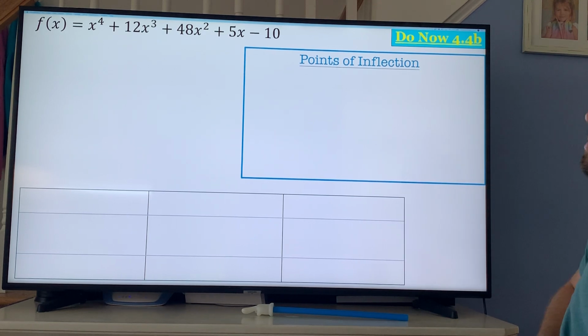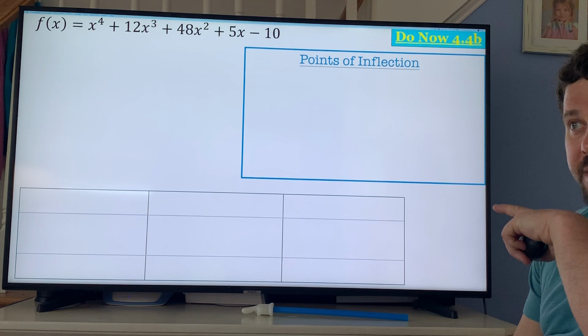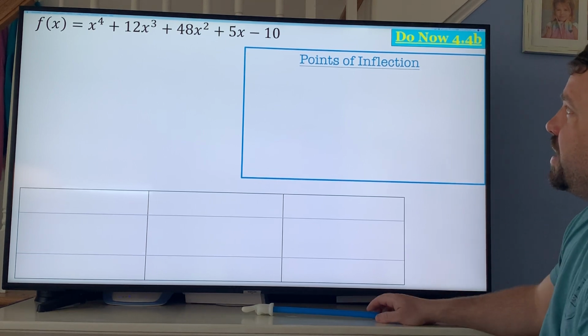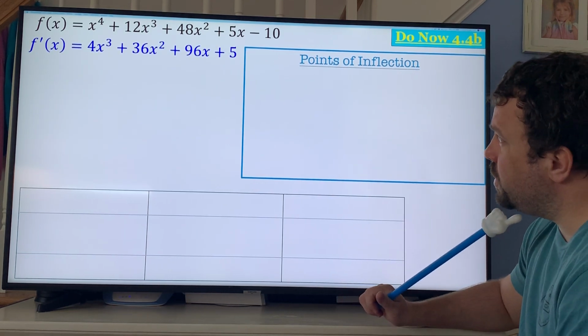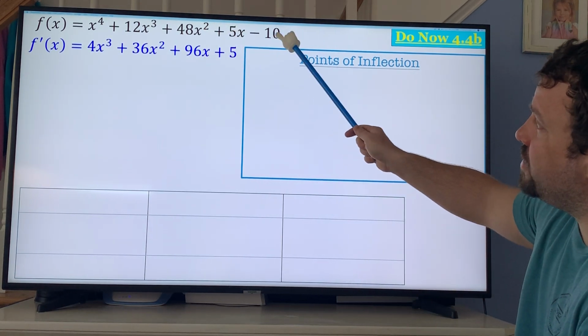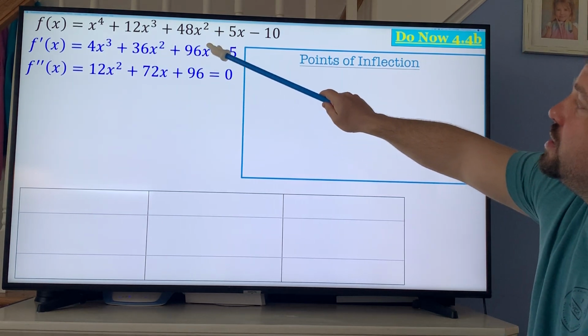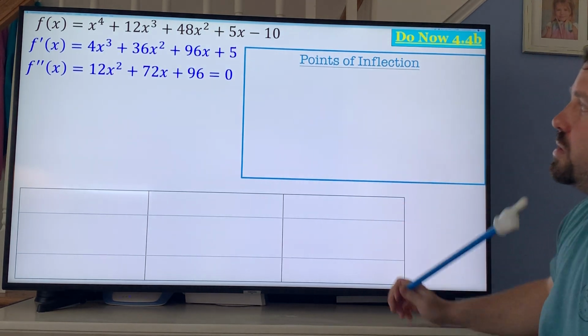All right, here's the do now. 4.4b. You got it? Easy when they're not fractions, right? All right, let's see how you did. 4x cubed plus 36x squared plus 96x plus 5. Derive again. 12x squared plus 72x plus 96 equals 0.